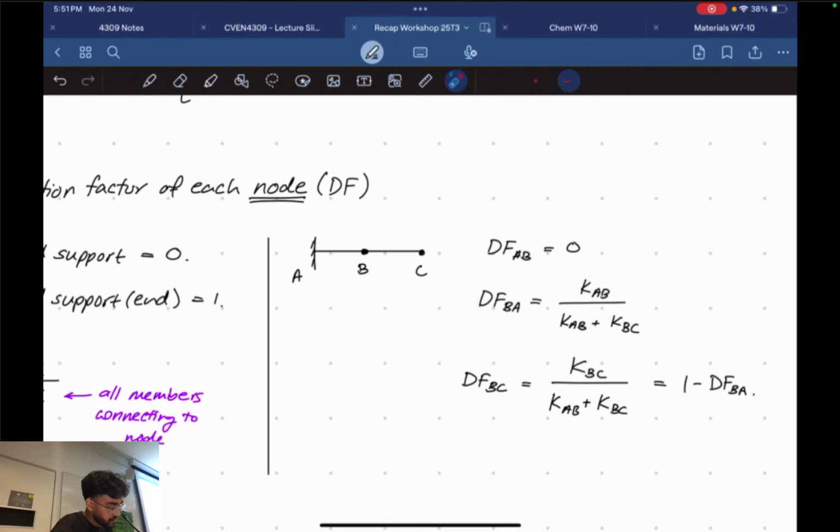And in the case of, let's say at this node, all the distribution factors should add up to 1. Yeah. So in this case, because I've only got 2 members, the distribution factor from this side and this side is going to add up to 1.